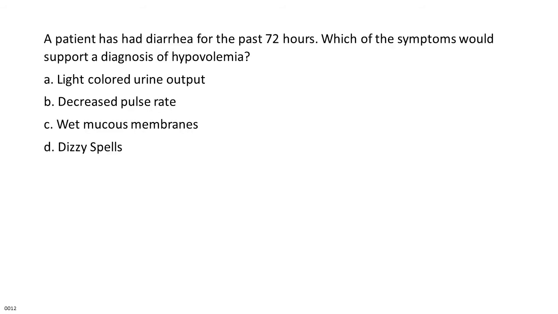A patient has had diarrhea for the past 72 hours. Which of the symptoms would support a diagnosis of hypovolemia? A. Light-colored urine output. B. Decreased pulse rate. C. Wet mucous membranes. D. Dizzy spells.